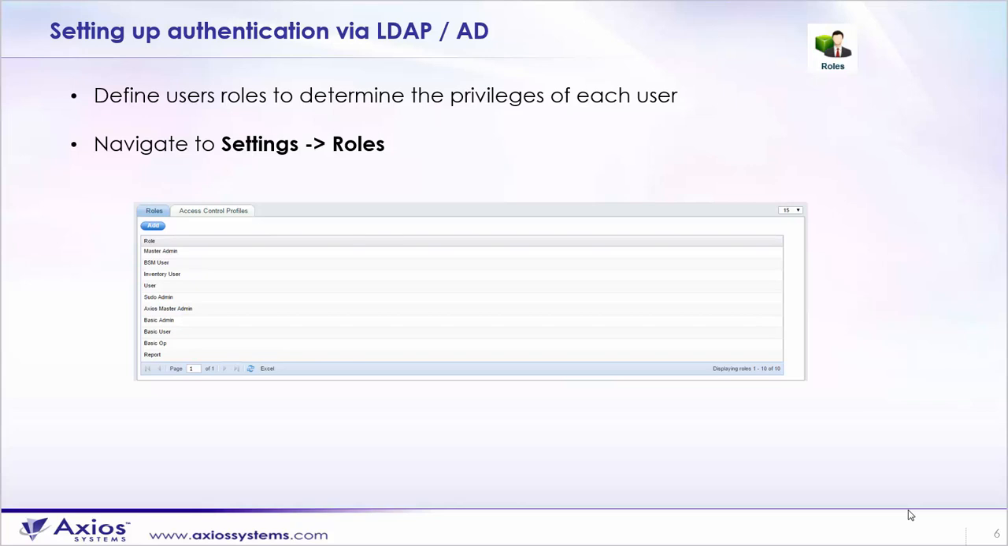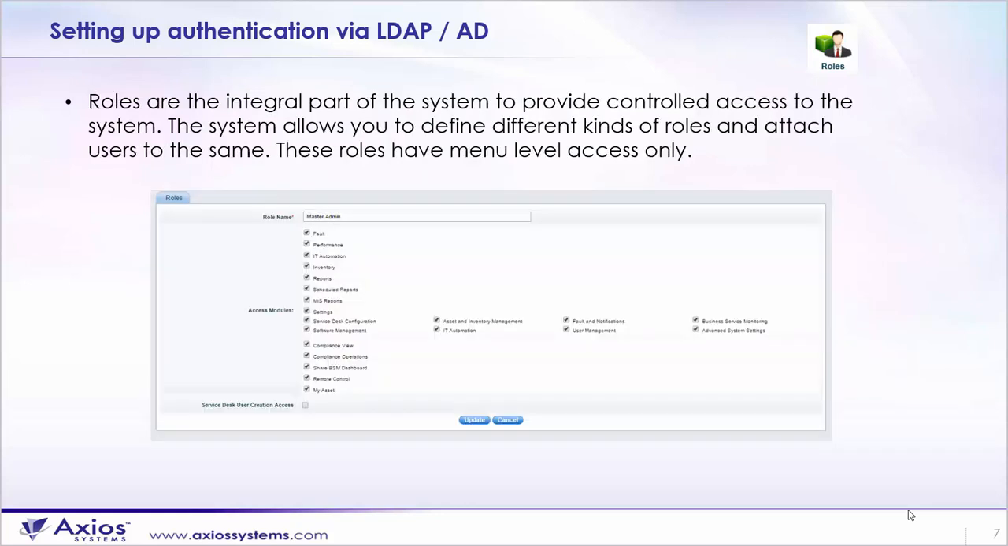We also have to define user roles to determine what each user can have. To do that, we go to Settings and we go to Roles. The system has many default roles set up, but we can create more if necessary. We have the ability to create a role name and determine, as you can see on the slide, whether they can see faults, performance, IT automations. We can give them access to particular modules. We can give them access for remote control, etc.